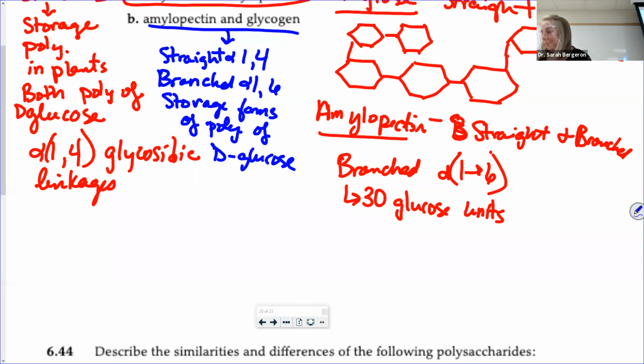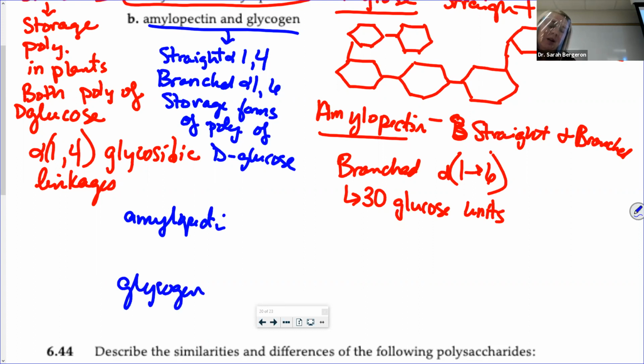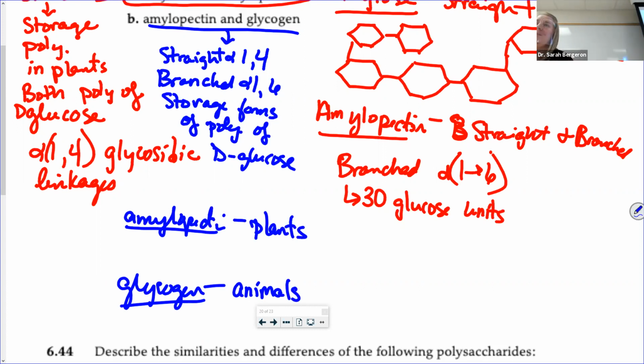What's different? One's in animals. So amylopectin and glycogen. Glycogen is in animals. Amylopectin is in plants. It's not the only way that they're different. We're cooler. We're cooler. You want to know why we're cooler? We have more branch points.